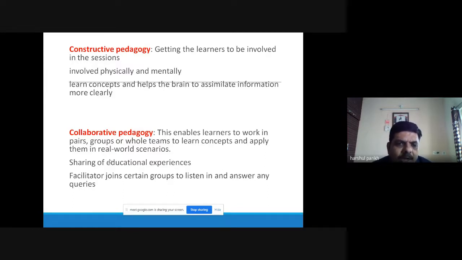What is collaborative pedagogy? Collaborative means small groups of learners, or a whole team, learn the concept and share the educational experiences. So what is the role of the teacher here? The teacher is nothing but a facilitator. He may join the group and listen to their discussion and experiences, and whatever queries the learners have can be solved by the facilitator. That is called collaborative pedagogy.